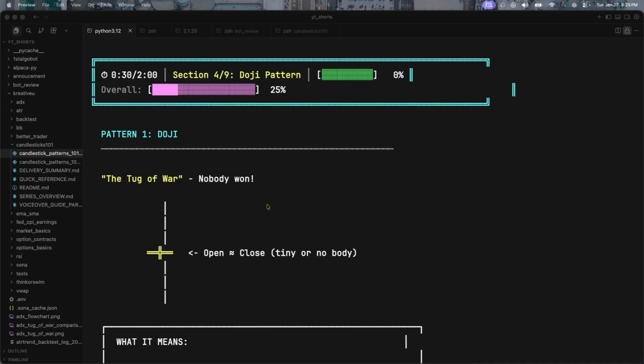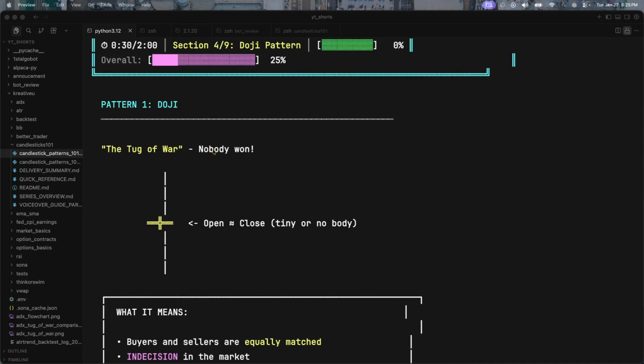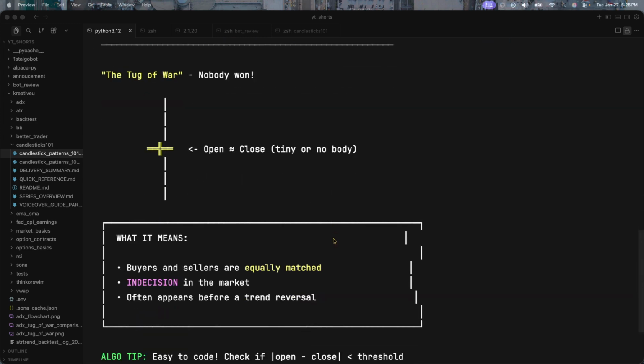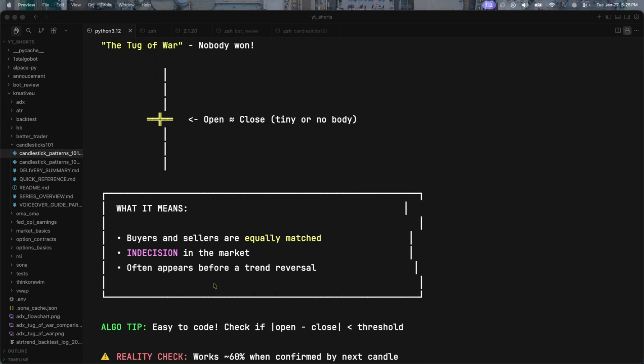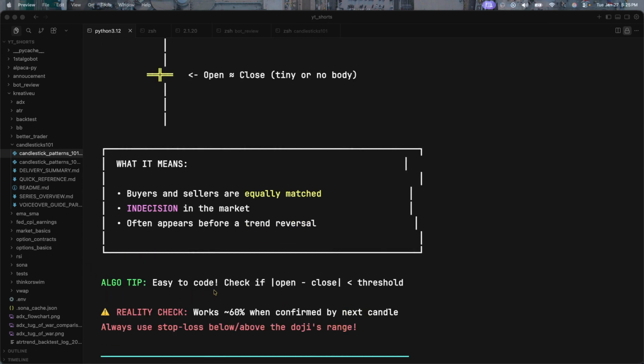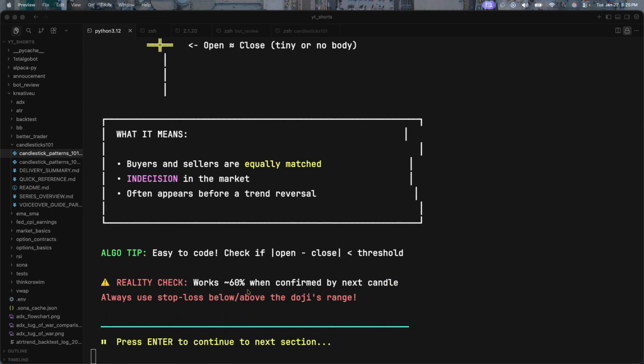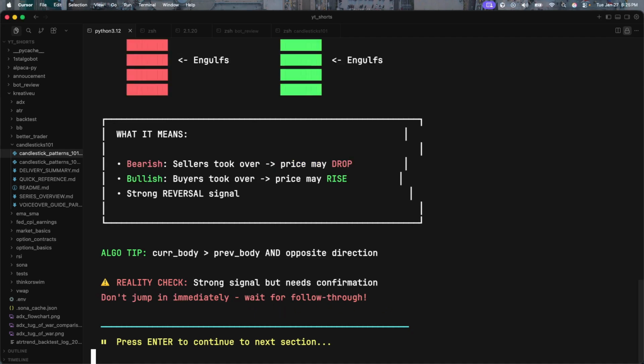Let's go back to our code. So the tug of war means that nobody won. The open is kind of equal to the close, right? Tiny or really nobody. What this means is that the buyers and sellers are equally matched. Indecision in the market often appears before a trend reversal, right? So the algo tip, easy to trade, is that we're going to check if the open minus the close is less than the threshold. Reality check, it works 60% of the time, confirmed by the next candle. Always use a stop loss below or above the doji range.